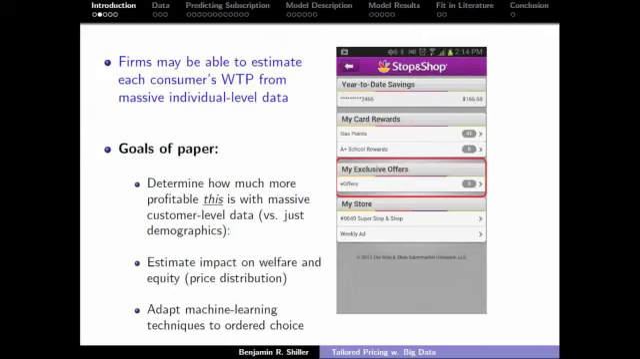There are three main goals of my paper. The first goal is to determine how much web browsing data can raise profits for a specific product. I'll talk about that more in a second. Then I want to estimate the impact on welfare and equity. I'm not going to really take a stance on it, but by showing the distribution of prices that different people are charged for the same item, that will potentially inform on that. And then the third goal is to adapt machine learning techniques to the ordered choice framework to be consistent with the setup of this problem.